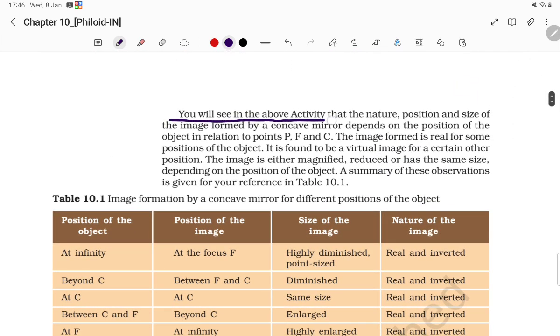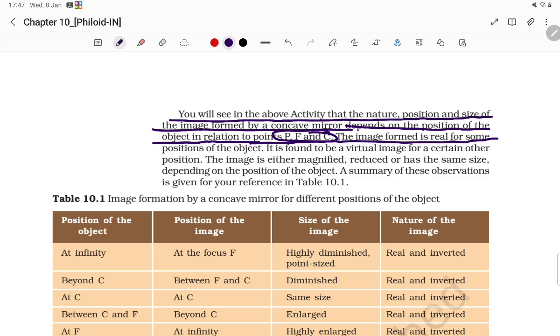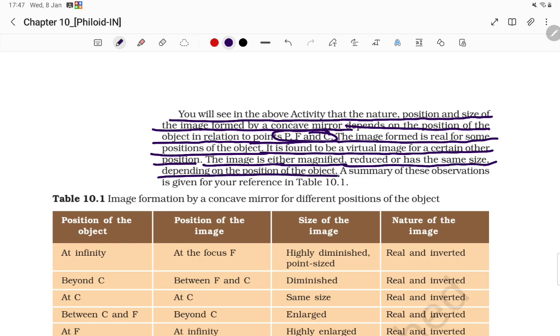You will see in the above activity that the nature, position, and size of the image formed by a concave mirror depend on the position of the object in relation to points P, F, and C. The image formed is real for some positions of the object. It is found to be virtual for certain other positions. The image is either magnified, reduced, or of the same size depending on the position of the object.